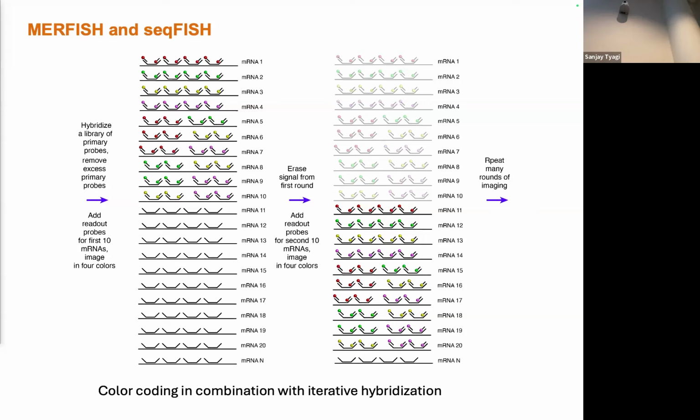10 possible combinations pairwise. So for example, you can have just single colors, top 4 rows, and then you can have red with green, red with yellow, red with purple, and then the remaining combinations. So you can do 10 combinations with 4 colors pairwise, right? So you can have an entire library first hybridize and then detect the first 10 RNAs, and then come back with a second set of 10 RNAs, and you can build an image for up to 150 RNAs.